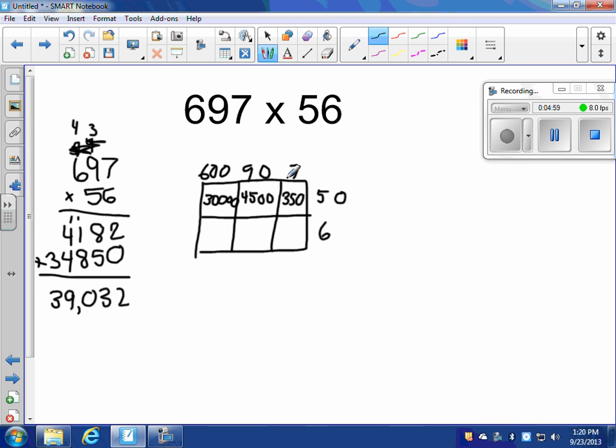6 times 7 gives me 42. 6 times 90. To solve this, I'll multiply 6 times 9 to get 54. And then I have 1 0, so I'll go ahead and add that 0. And then 600 times 6, I'll multiply 6 times 6 to get 36. And then again, I have 2 zeros. So now what I'm going to do is I'm going to add straight across.